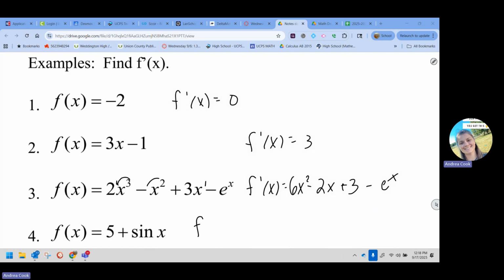Okay, number 4. So f prime of x. We start out with a constant first. So this 5 plus, the 5 part goes to 0, because that's just a separate constant that's added. It's not multiplied in. So this part goes to 0. Sine goes to cosine. So this answer is cosine.